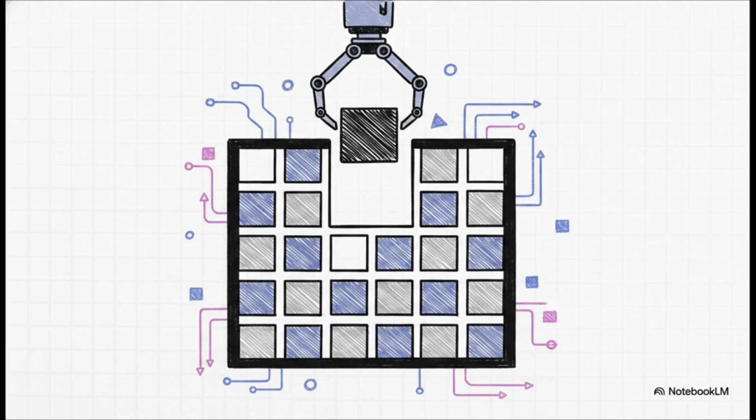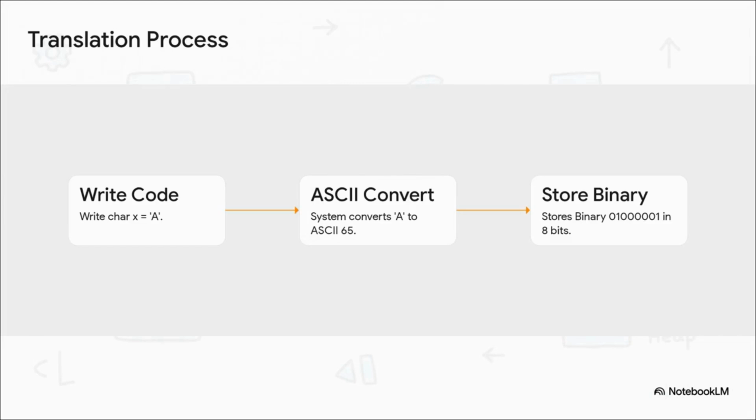And because computers don't understand English letters or base 10 numbers, that space is strictly used to store data that's been translated into machine binary, just zeros and ones. Let's actually walk through this translation process step by step, because it's pretty fascinating.